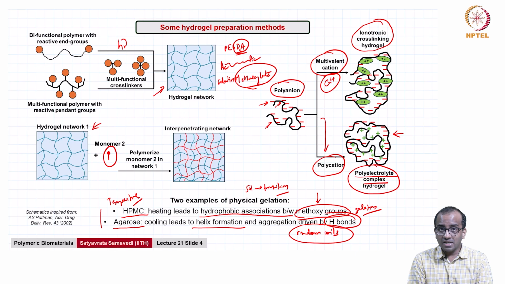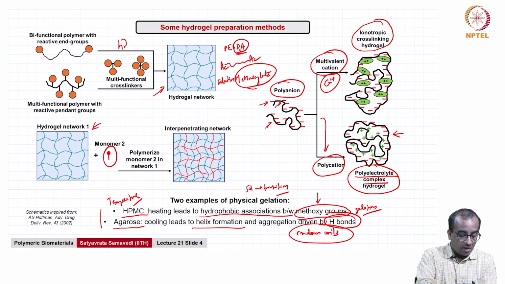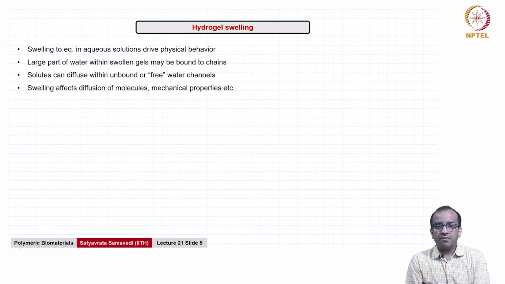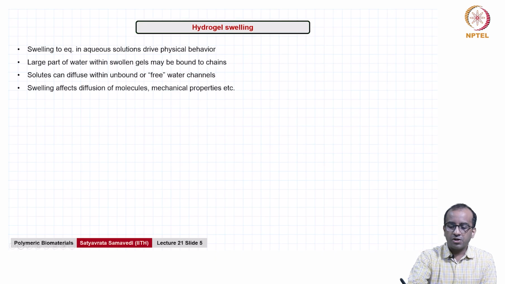So, these are two very nice examples of physically driven gelation methods, and as should be quite obvious, both of these are reversible. Just heating or cooling, you should be able to go back and forth between the sol and gel states. Now, with that stage being set, we will now move our attention to an important aspect of hydrogels, namely hydrogel swelling.